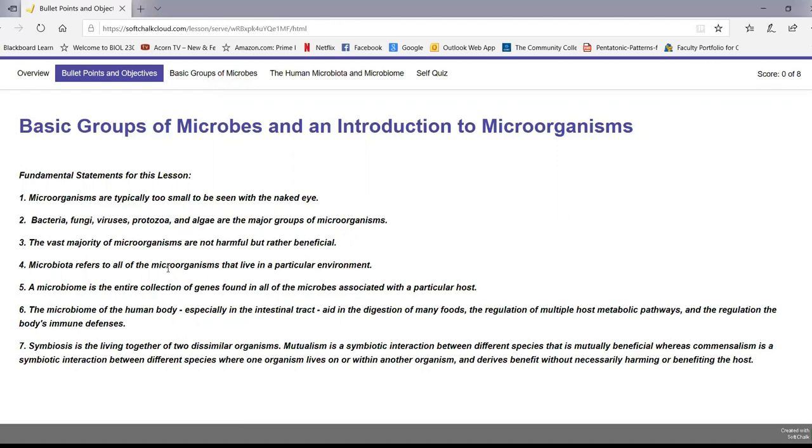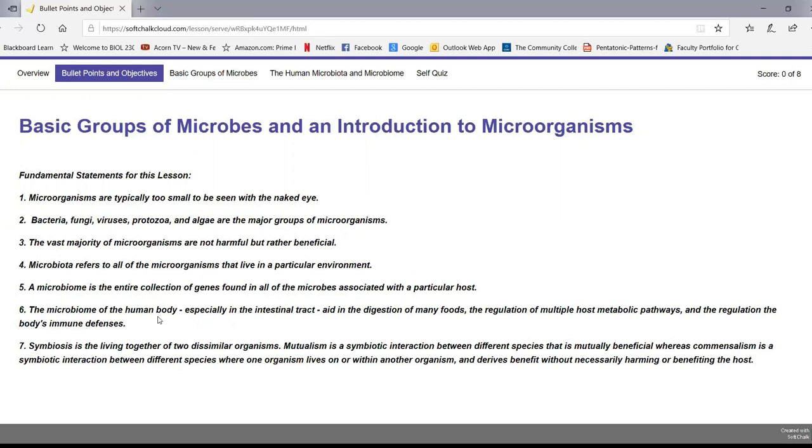We're going to learn about the microbiota and microbiome. Microbiota refers to all the microorganisms that live in a particular environment. For example, the human microbiota are the microorganisms that live in and on our body, whereas microbiome refers to the entire collection of genes found in all the microbes that are associated with a particular host.